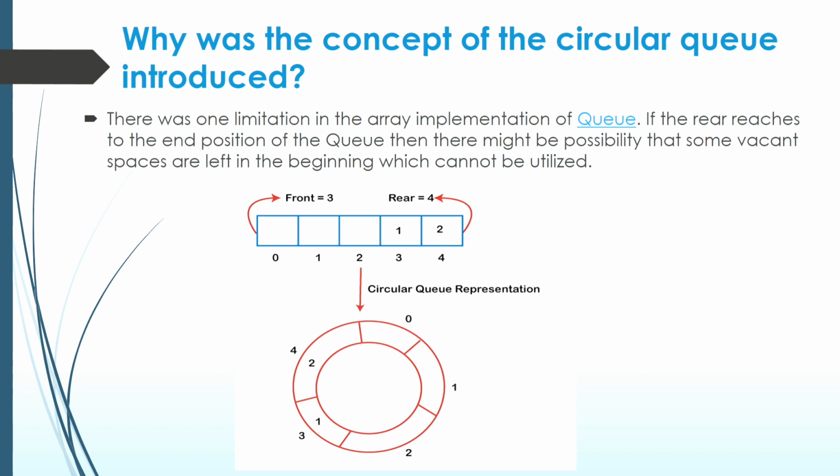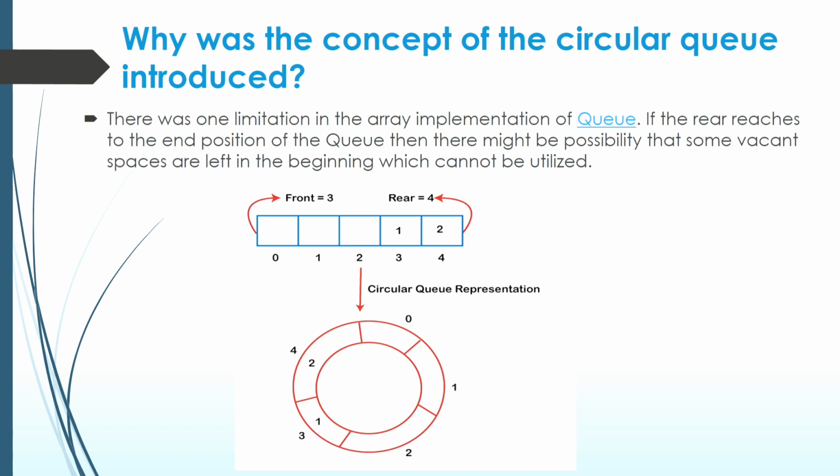So why was the concept of the circular queue introduced? There was one limitation in the array implementation of the queue. If the rear reaches the end position of the queue, there might be some vacant spaces left in the beginning, which cannot be utilized. To overcome such limitations, the concept of the circular queue was introduced.